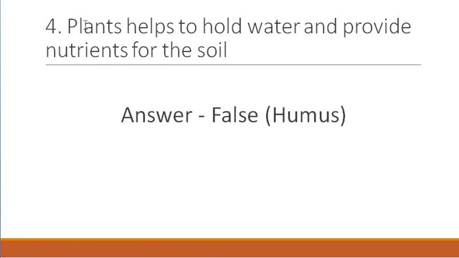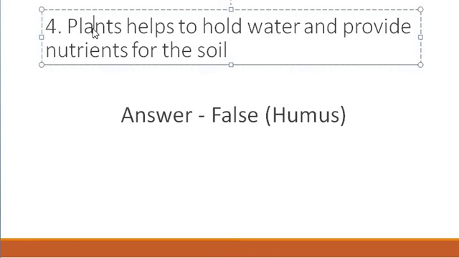Moving on. Plants help to hold water and provide nutrients for the soil. Wait. What is the twist? You might be thinking, what is sir telling us? But if you carefully look at the first word, plants help to hold the water and provide nutrients to the soil? No, it is the humus which helps to hold the water and provide the nutrients. So this statement is false because humus is replaced with plants.